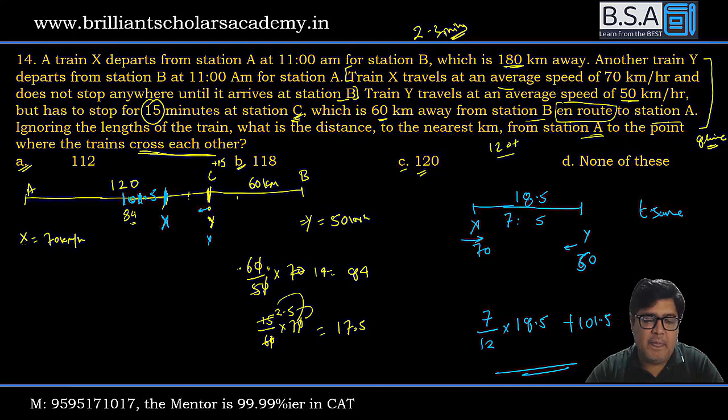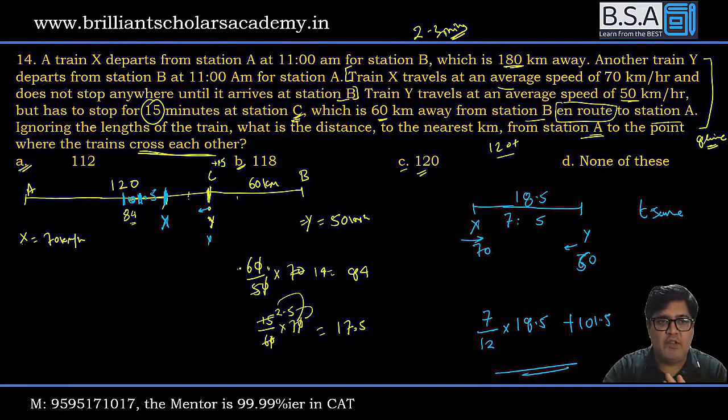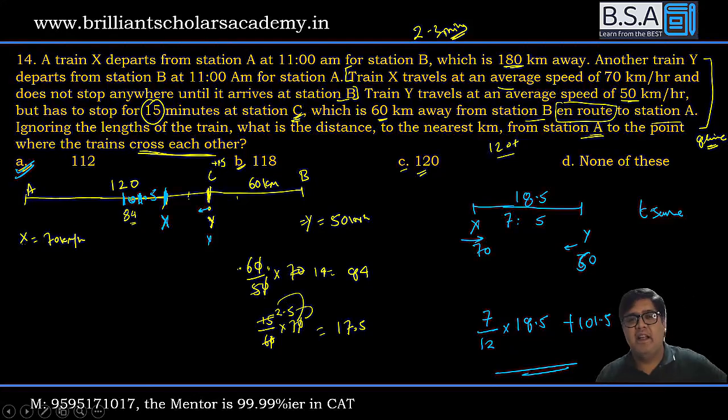Let me also try. I found my calculator. 101.5 plus 7 into 18.5 divided by 12. So this came out to be 112.29. So 112 is the answer. So you have solved this foolproof. You have solved it thoroughly and completely. You have not assumed anything from outside.